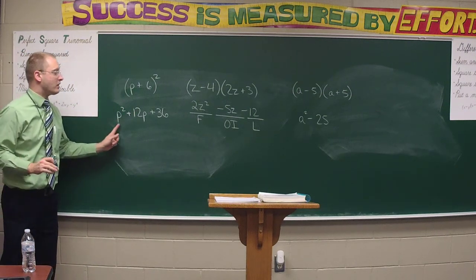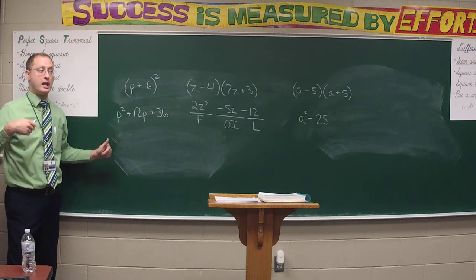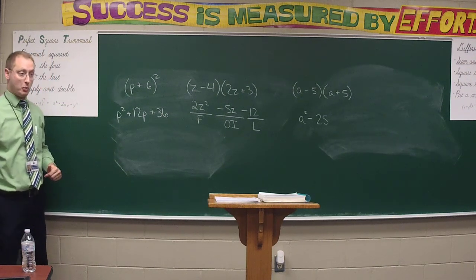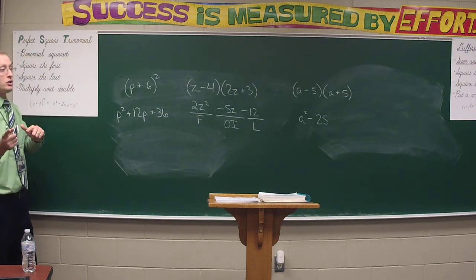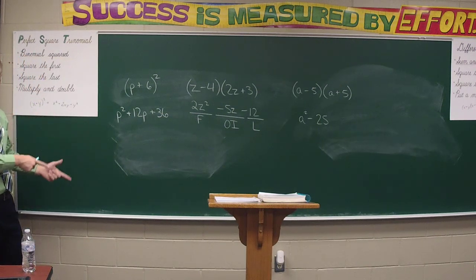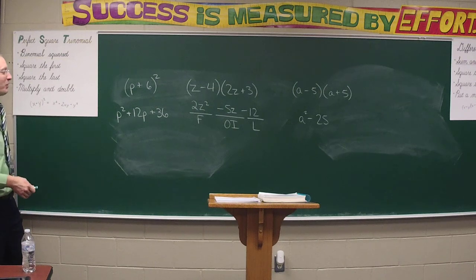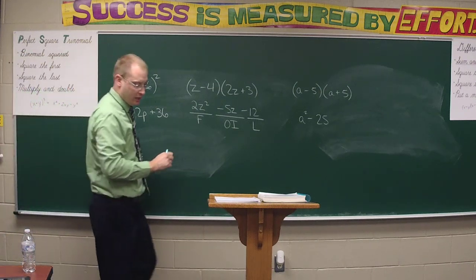And again, class, this is a special trinomial. It's called a perfect square trinomial. You get a perfect square trinomial anytime you square a binomial. Okay, when you square a binomial, you get the perfect square trinomial.